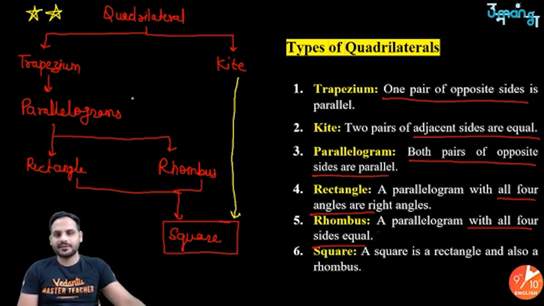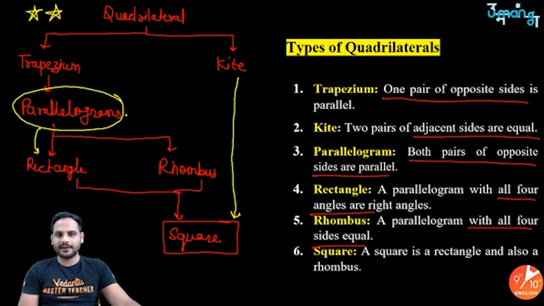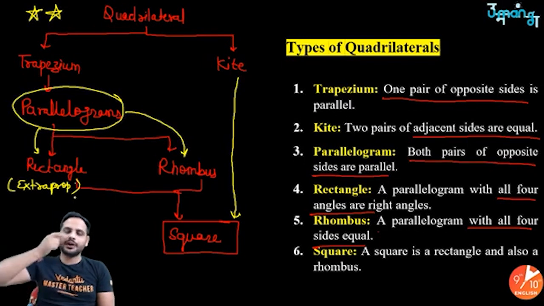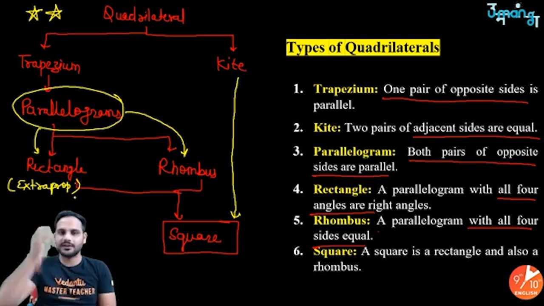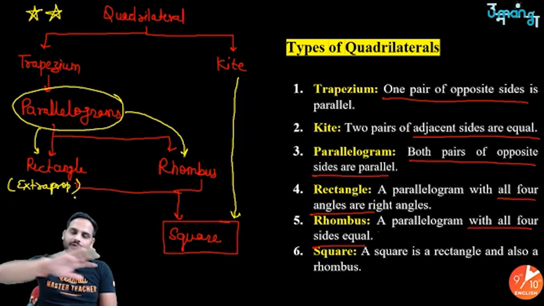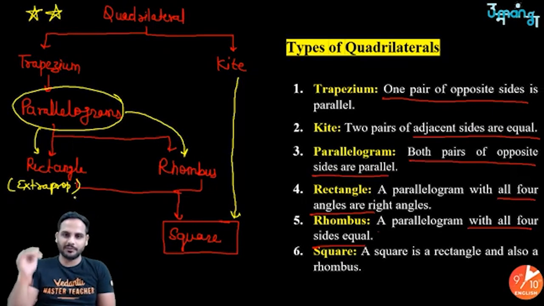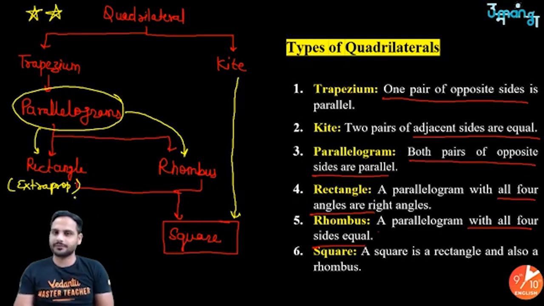ठीक है, so we will be studying the properties of parallelogram. Whatever will be the properties of parallelogram, they will be followed by rectangle as well as rhombus. Also, the rectangle and rhombus will have some extra properties which will not be present in the parallelograms. ठीक है, that is why they are special shapes inside that. Rest, all the properties of parallelogram will be followed by rectangle and rhombus, and then square also will have some extra properties. Got it? So this is how it all is done.